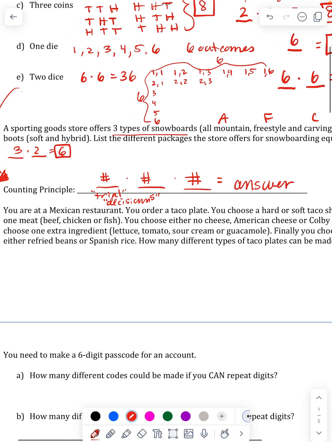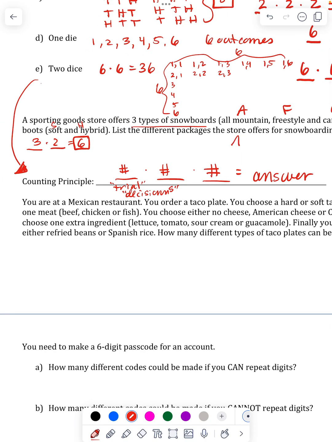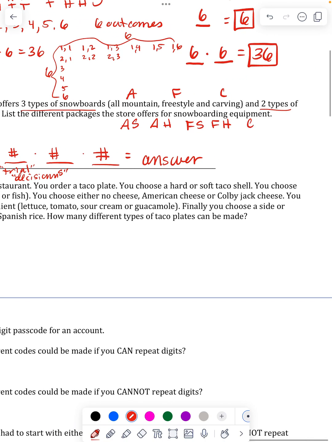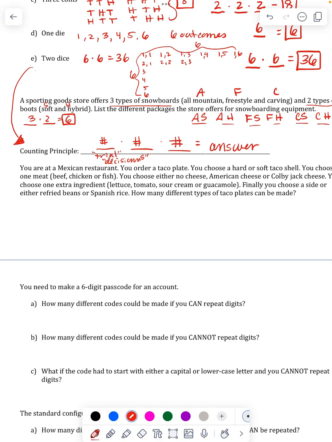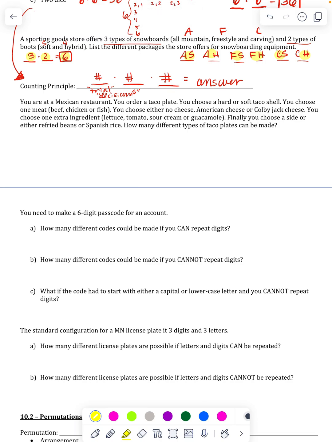And then we have soft or hybrid for boots. So the easy way to do this is to say, well, I could have all mountain with soft, all mountain with hybrid. I could have freestyle with soft, freestyle with hybrid. I could get carving with soft or carving with hybrid. And that's my 1, 2, 3, 4, 5, 6 outcomes. But listing them and thinking of all the possibilities is tricky. So I sometimes like to start by thinking I have 3 of this kind, 2 of this kind, so I should have 6 outcomes, and then I get a better chance of knowing if I'm done. All right, so let's test this out a little bit.